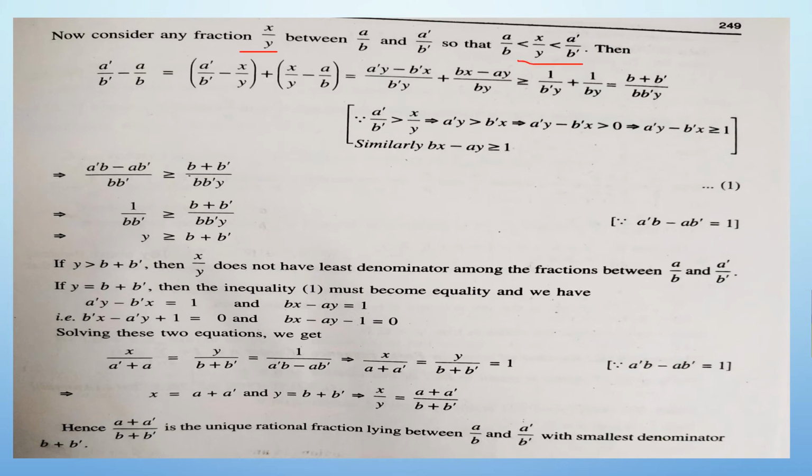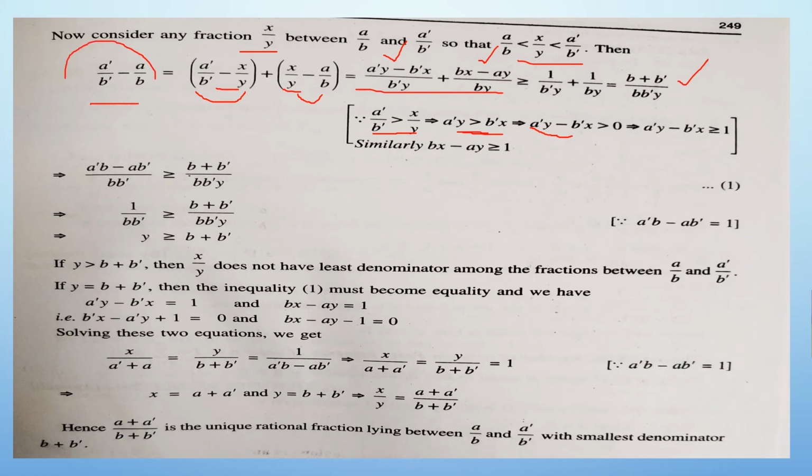Okay, if we take this difference of two fractions, inserting x upon y minus and plus times, now solve this bracket and solve this bracket. On simplifying this bracket, as a dash b dash is greater than xy, this cross multiplication is always positive, so this difference is positive. Similarly, this is positive. Similarly, you can show that this is also positive. So we have achieved this result.